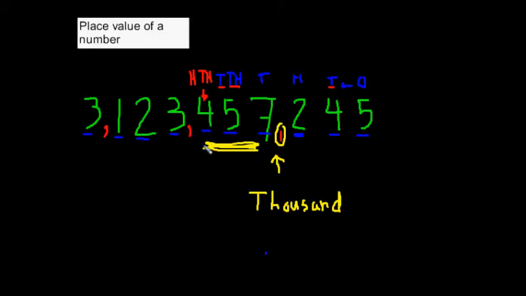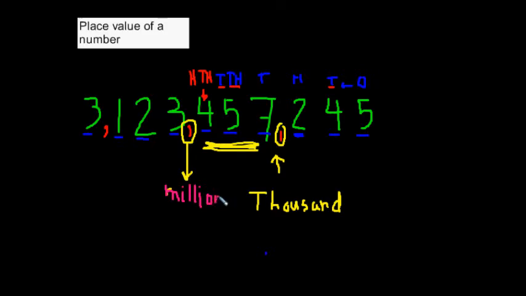Okay, let's continue. The next comma means that we are in millions. Here we go, we are in millions. You see the digit 1, the digit 2, the digit 3, they are all in millions. We're going to write the word millions here.